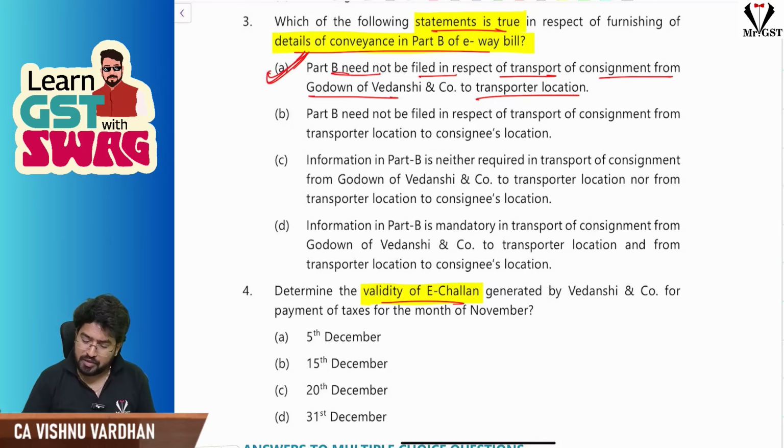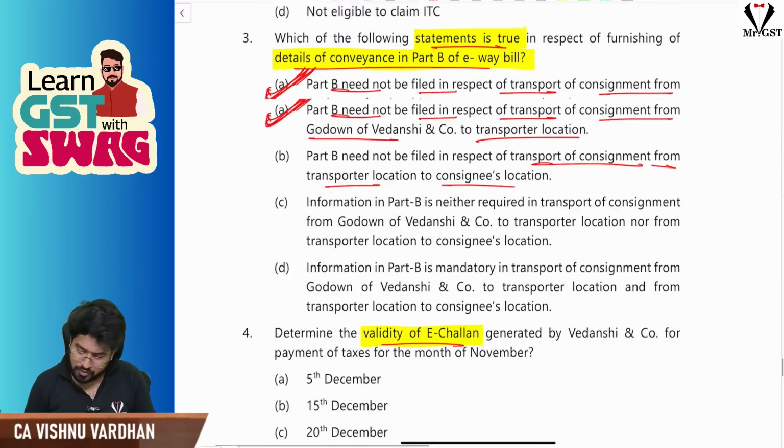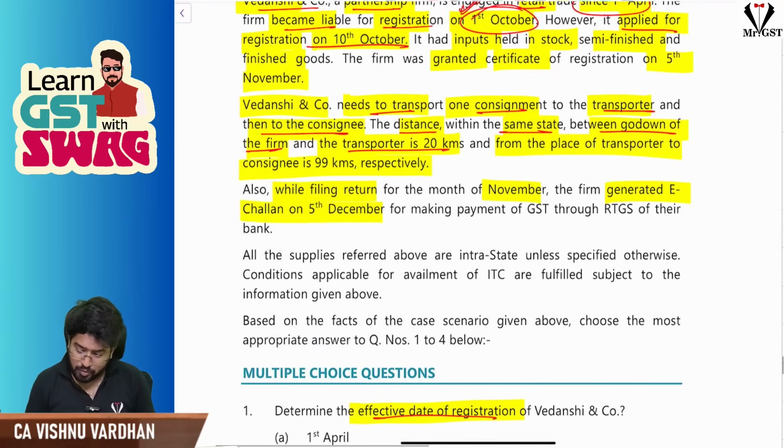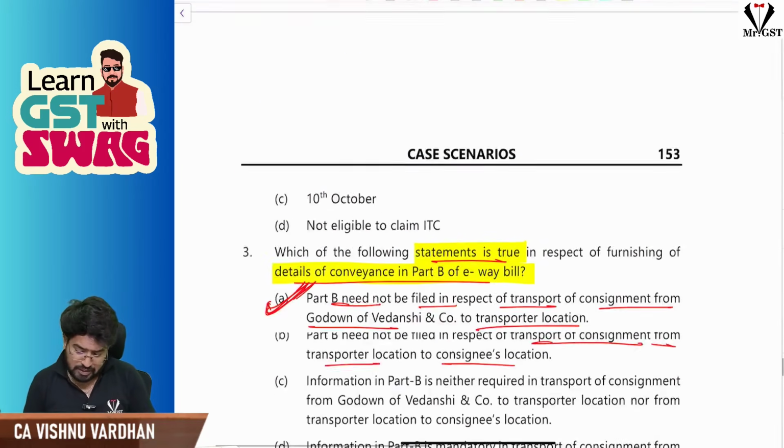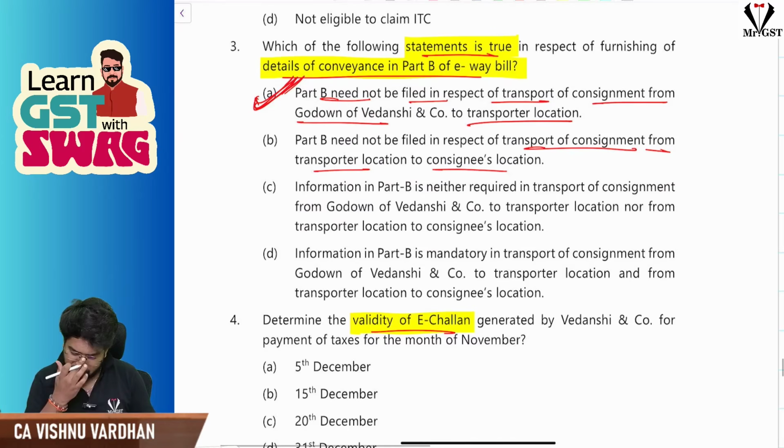In option B, they gave transport of consignment from transporter location to consignee location. No, that is not the correct option. This is the correct option. Because, yes, one more point is there here. They said from transporter location to consignee location is 99 kilometers, so you should definitely fill part B there. So this will be the correct option.